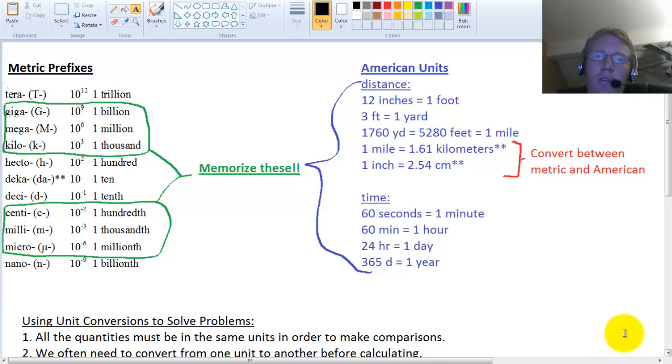Welcome to Algebra 1 video on unit conversions. If you haven't already, make sure you take out some paper and a pencil so you can take notes. This is going to be really important to write down and memorize a lot of the stuff in this lesson.